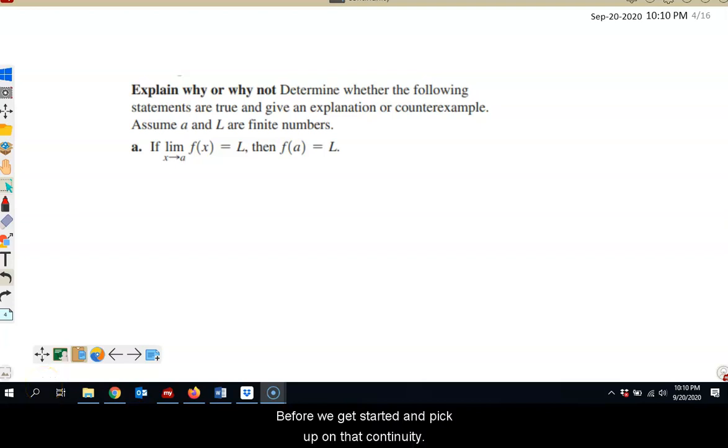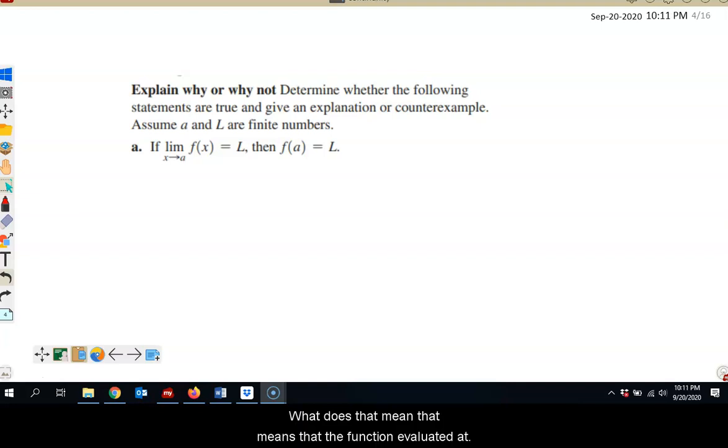Okay, before we get started and pick up on continuity in this last section, let's take a look at a question. Determine whether the following statements are true and give an explanation or counterexample. Assume a and L are finite numbers. Finite numbers are countable numbers. So in this example, true or false: if the limit as x approaches a of f of x equals L, then f of a equals L.